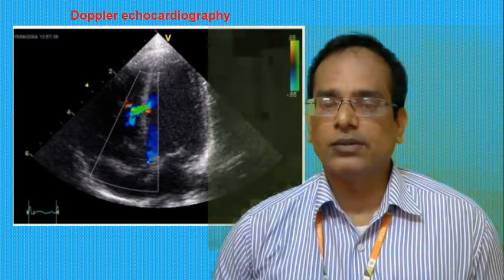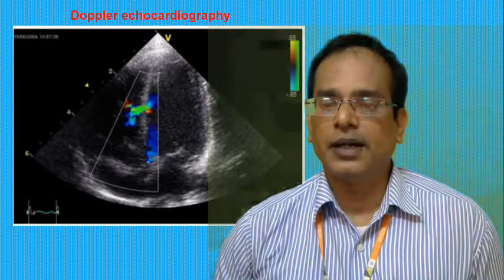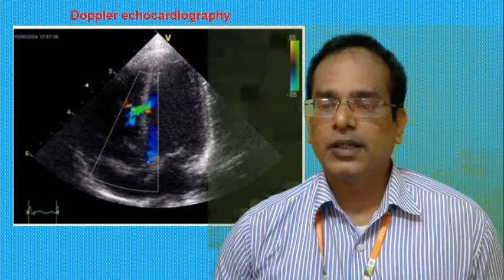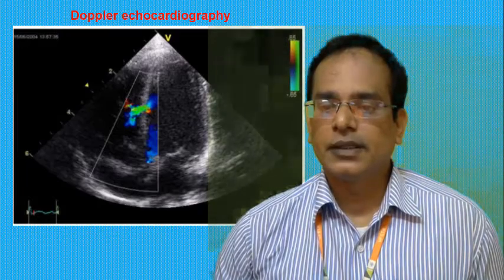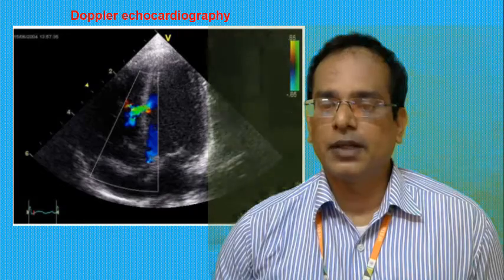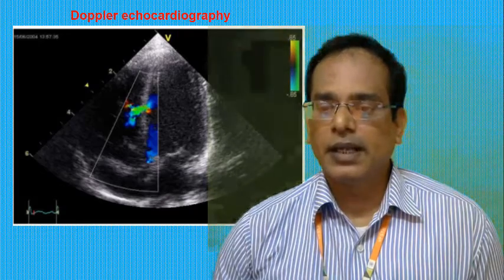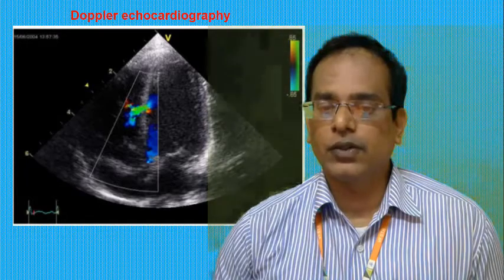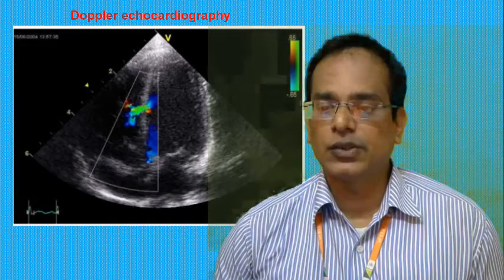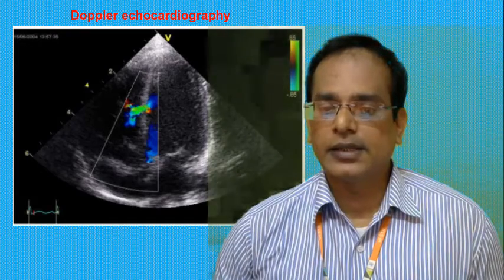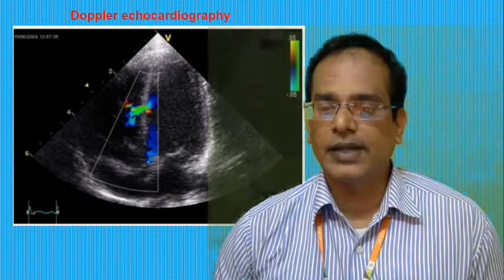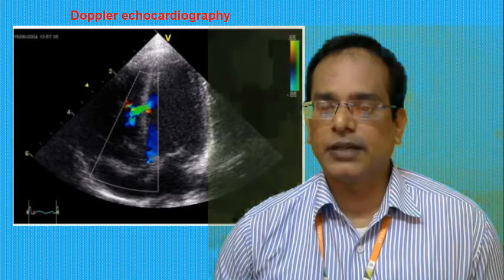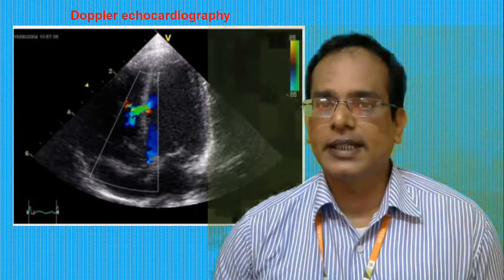Here the Doppler echo is an abnormal echocardiogram, with images which show a mid-muscular ventricular septal defect. The trace in the lower left shows the cardiac cycle, and colors can be used to represent the velocity and direction of blood flow that you are seeing in the diagram here.